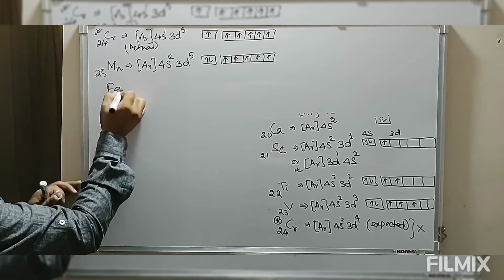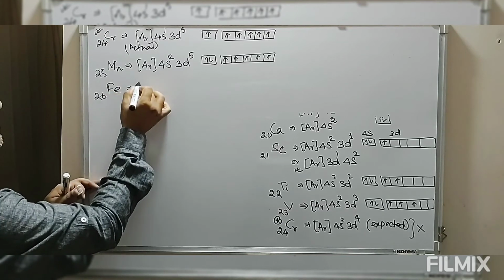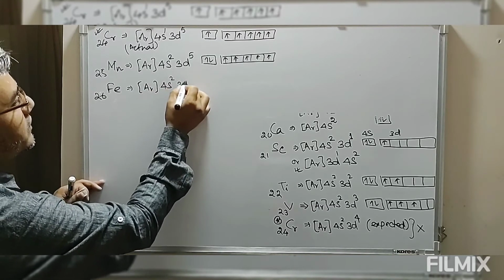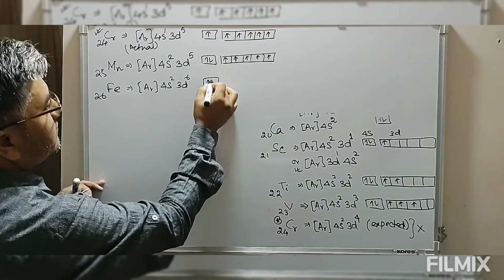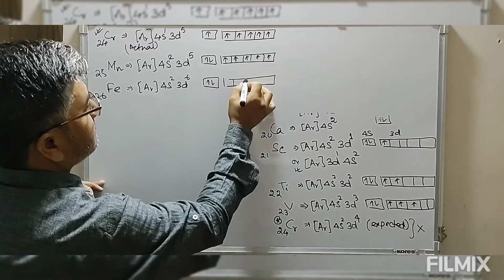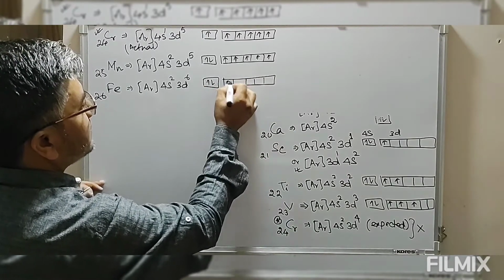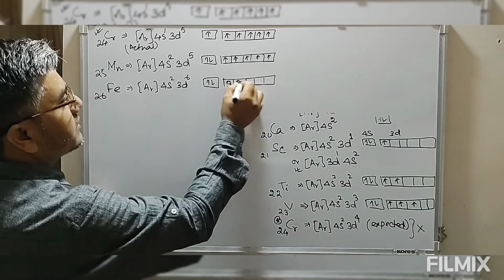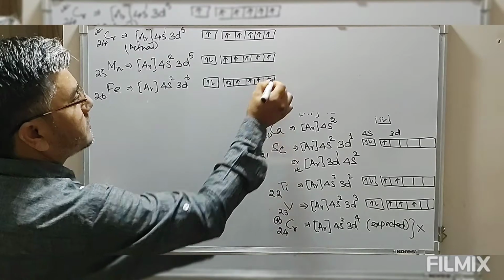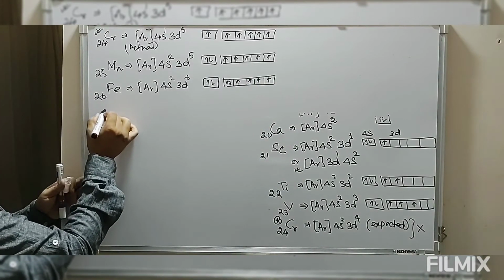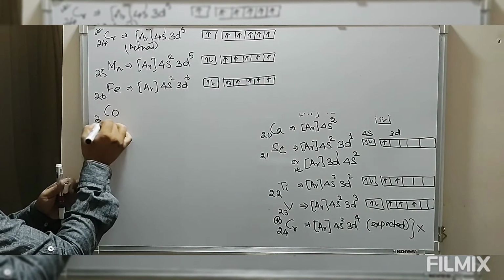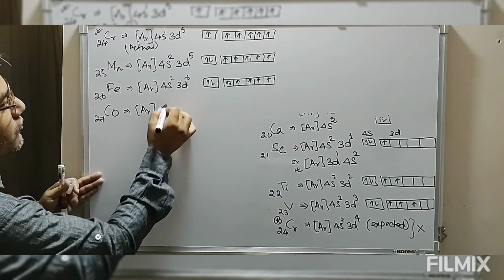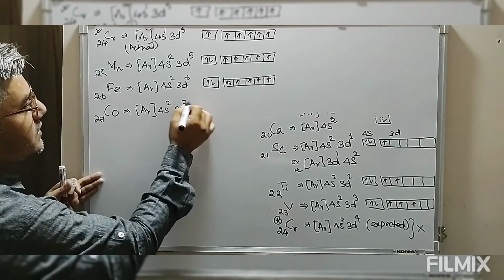Then we have iron, 26: argon 4s2 3d6. Since the d orbitals were singly occupied, the 6th electron will undergo pairing here. Then cobalt, we have argon 4s2 3d.